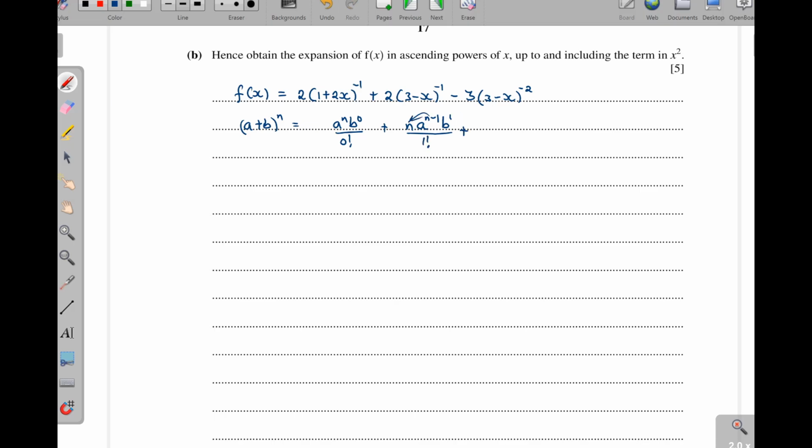Then again drop this one here. We can have n, then into n minus 1, then a power n minus 2, and then b power 2, then out of 2 factorial. Then you continue like that.